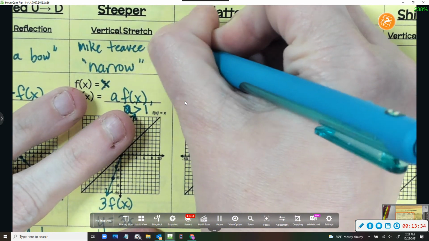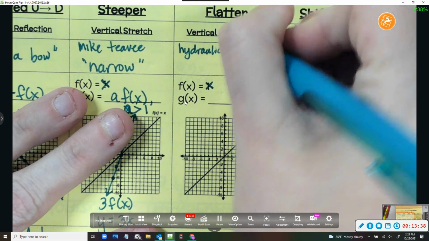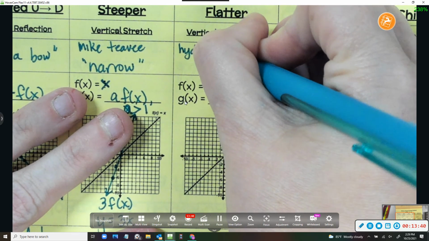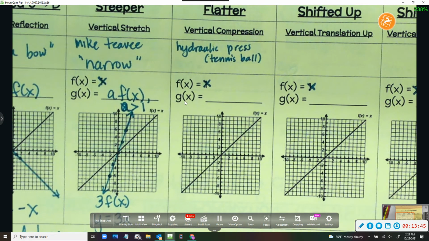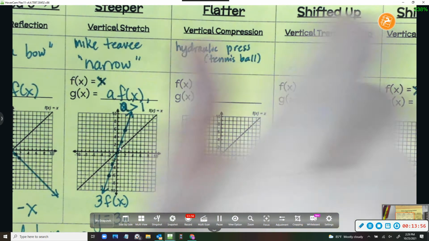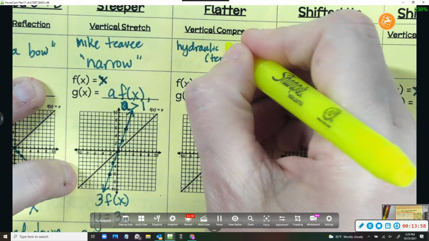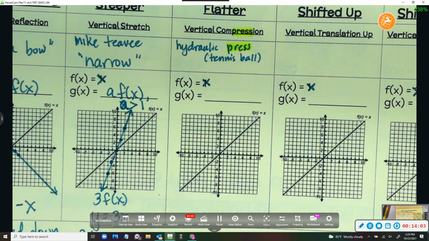When we had a flatter graph before, our slope was between 0 and 1, as it got flatter and closer to 0. Same thing here. Now, here's how we're going to remember this: with a hydraulic press of a tennis ball. Notice press, compression. That should be easy for you to remember because it's a hydraulic press.